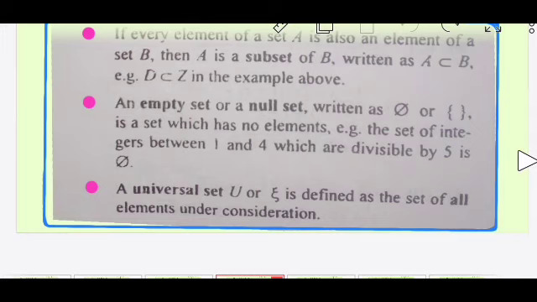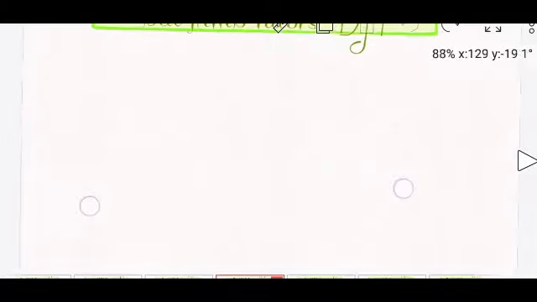So this is a universal set. A universal set is defined as the set of all elements under consideration. Let's take this as my universal set. A universal set is represented as capital letter U, or it's also represented by this. It can also be represented by this. So those are the three representations of a universal set. But most of the times, it's represented with this.